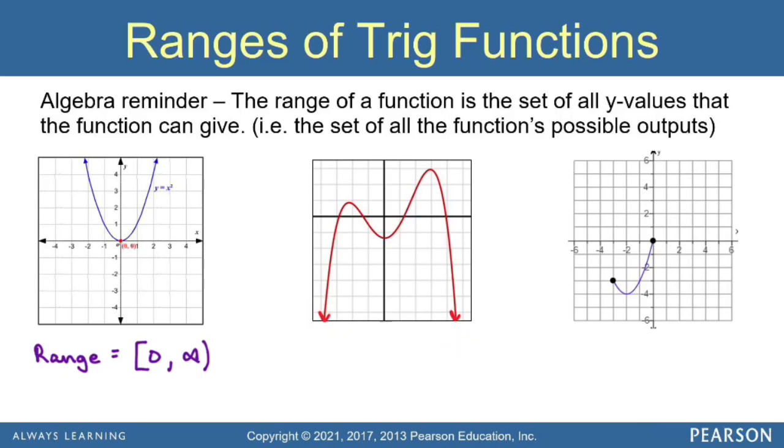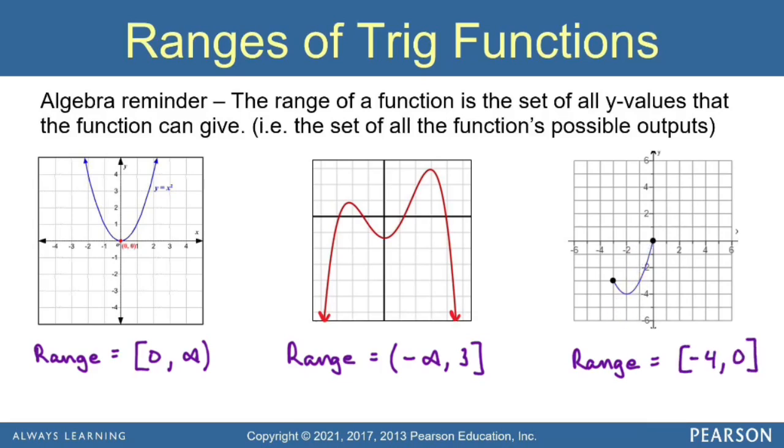But what we can see here is that there is no lowest y value, but the highest y value appears to be 3. And so we can say that the range of this function is from negative infinity up to 3. Remember, when we talk about range, we're only thinking about the outputs, the y values, not the x values. And for this third function, we can see that the lowest point on the graph will have a y value of -4, and the highest point has a y value of 0. So for this function, the range will be from -4 to 0.